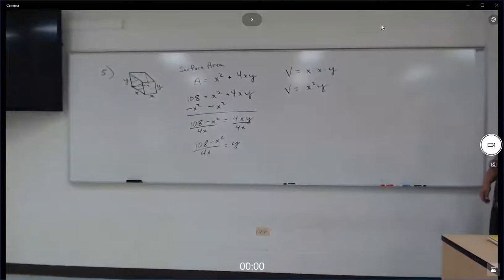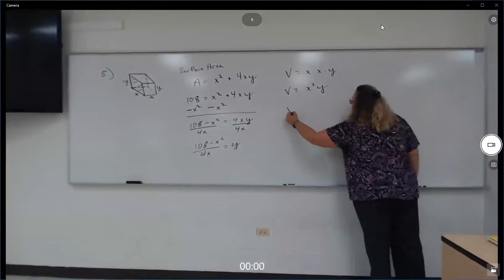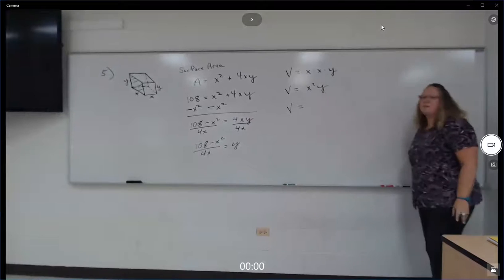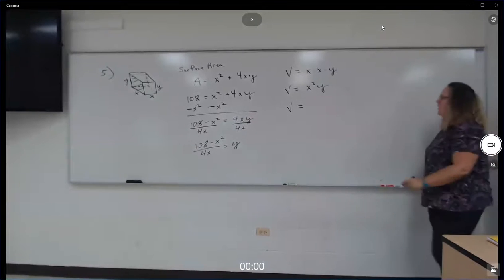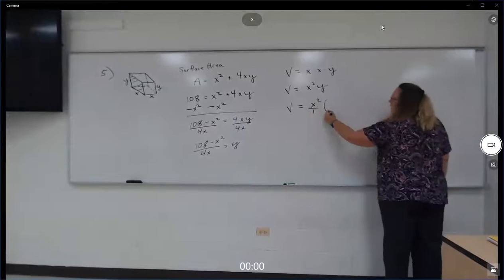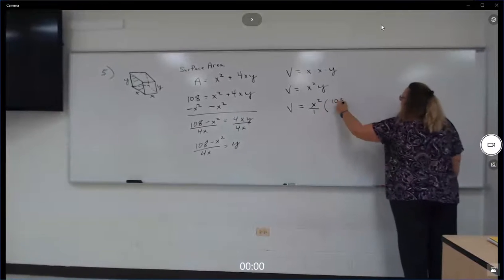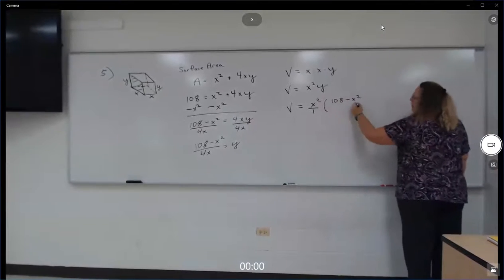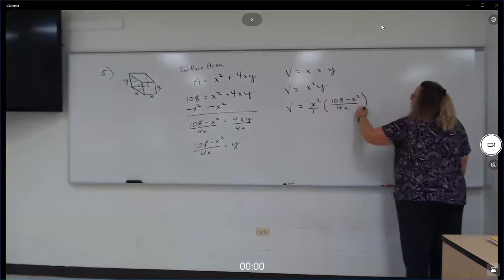So 108 minus x squared over 4x is going to go in for y. So let's take a look. What is that going to look like? Volume, this is what we're trying to maximize, right? All right, so we've got this x squared. Let me put it over 1. And then my y is 108 minus x squared over 4x.